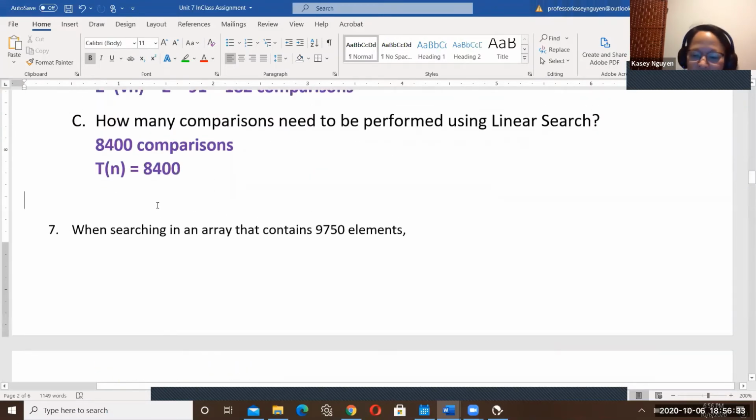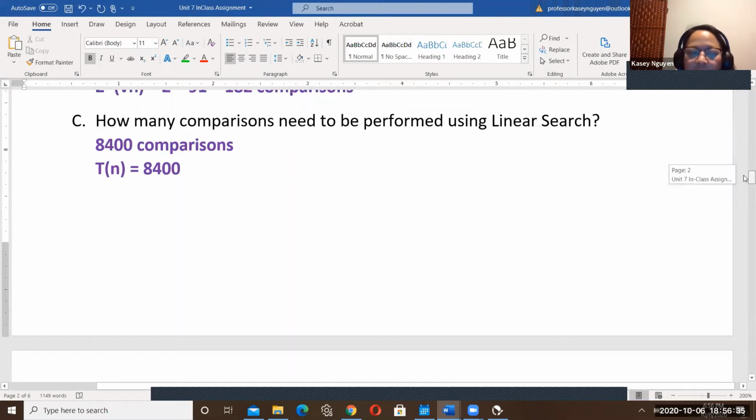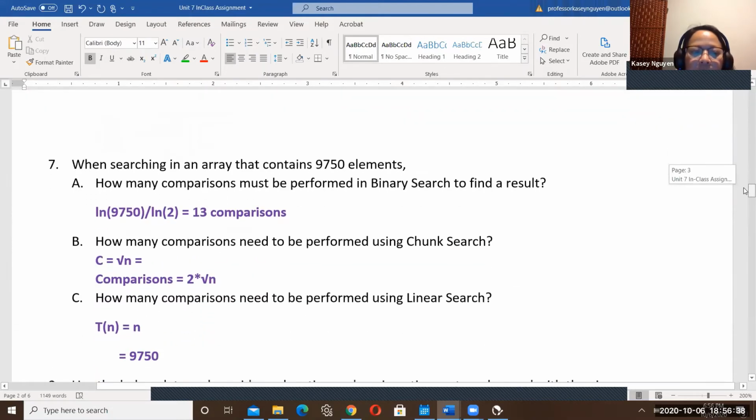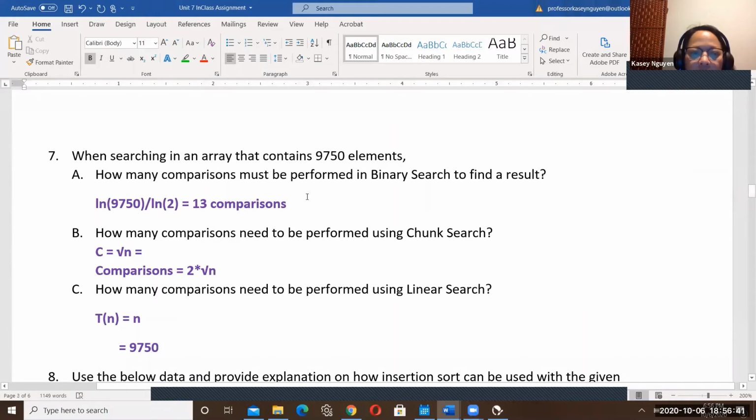Okay, so let's do the next one since it's going to be very similar to number 6. When searching an array that contains 9750 elements, how many comparisons must be performed in binary search to find the result? So we would do natural log of 9750 divided by natural log of 2, or log 2 of 9750, which gives you 13 comparisons.